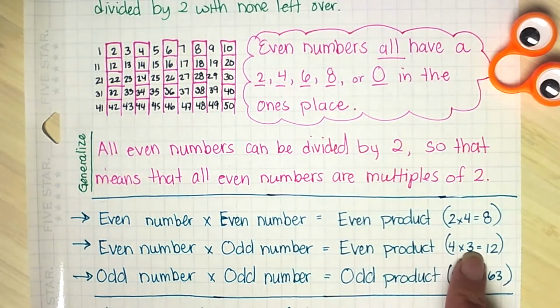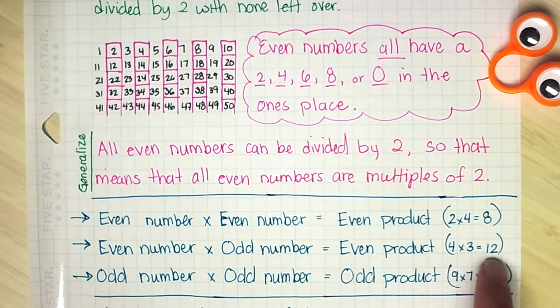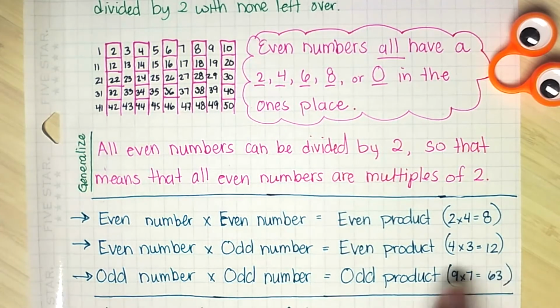So 4 times 3 is equal to 12. We know that 4 can be rewritten as 2 times 2, right? So 2 times 2 times 3 is equal to 12, just like in the example we saw.